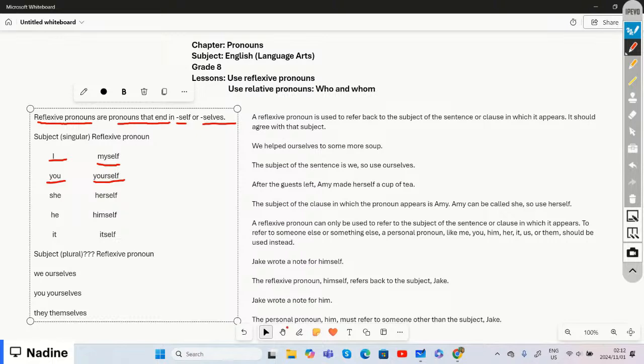All right. Another one says she is our singular subject, and the reflexive pronoun that needs to refer back to she is herself. She helped herself with homework, or she did it herself. The same with he. He is our singular subject, and our reflexive pronoun himself needs to refer back to our singular subject, which is he.